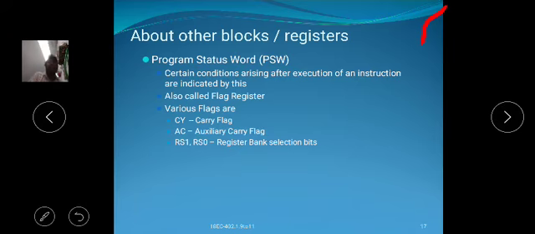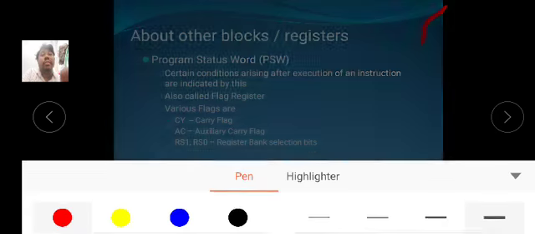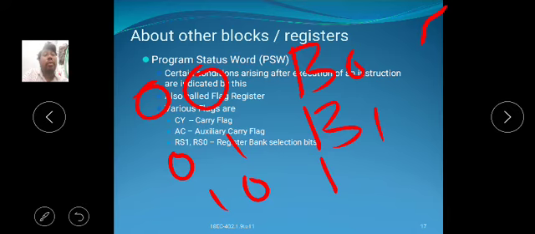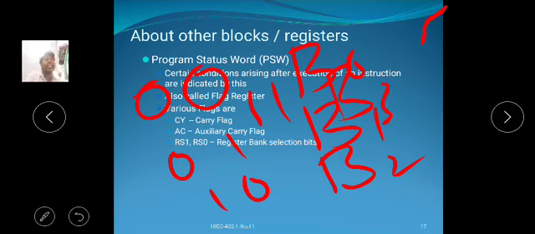For example, if RS1 and RS0 in the program status word are 0 0, bank 0 is selected. For 0 1, bank 1 will be selected, for 1 0, bank 2 will be selected, and for 1 1, bank 3 is selected. That means based on the bits available in the program status word, that is RS0 and RS1, the register banks will be selected.